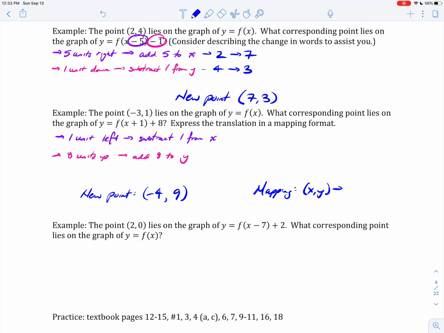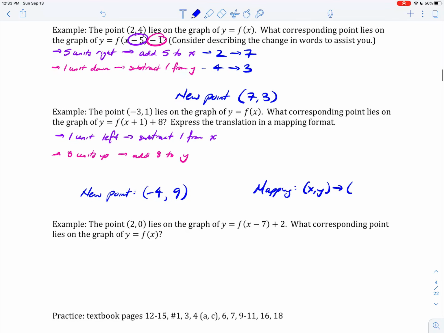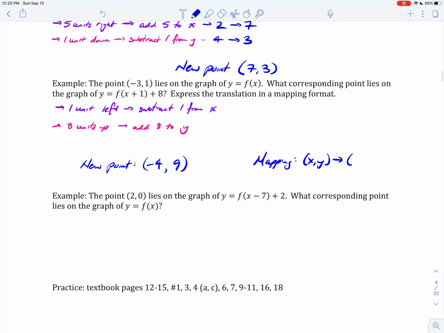And the mapping, all these original XY points, we did things to them. To all the X values, we subtracted 1. To all the Y values, we added 8.